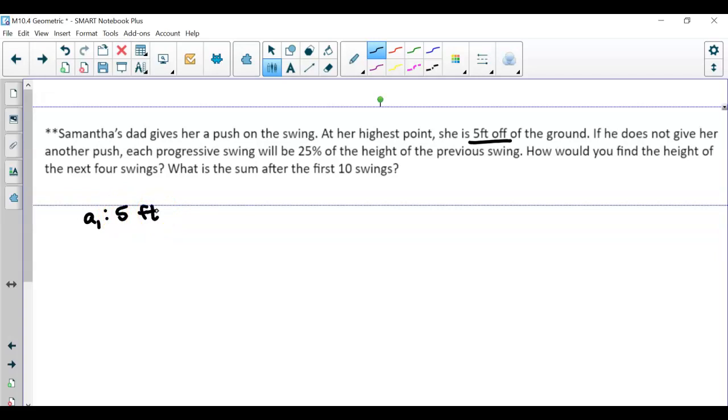But if he doesn't give her another push, each progressive swing will be 25% of the height of the previous, which is the ratio, 25% or 0.25. That is what we're multiplying by. So how would you find the height of the next 4 swings? Well, if the first swing was 5, then to find the next 4 swings, all you now have to do is multiply by 0.25.